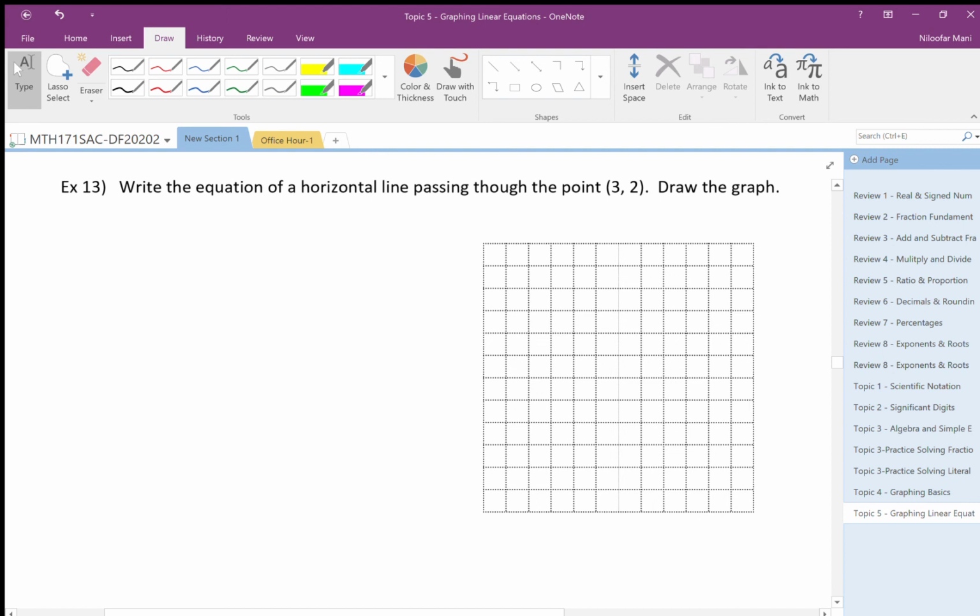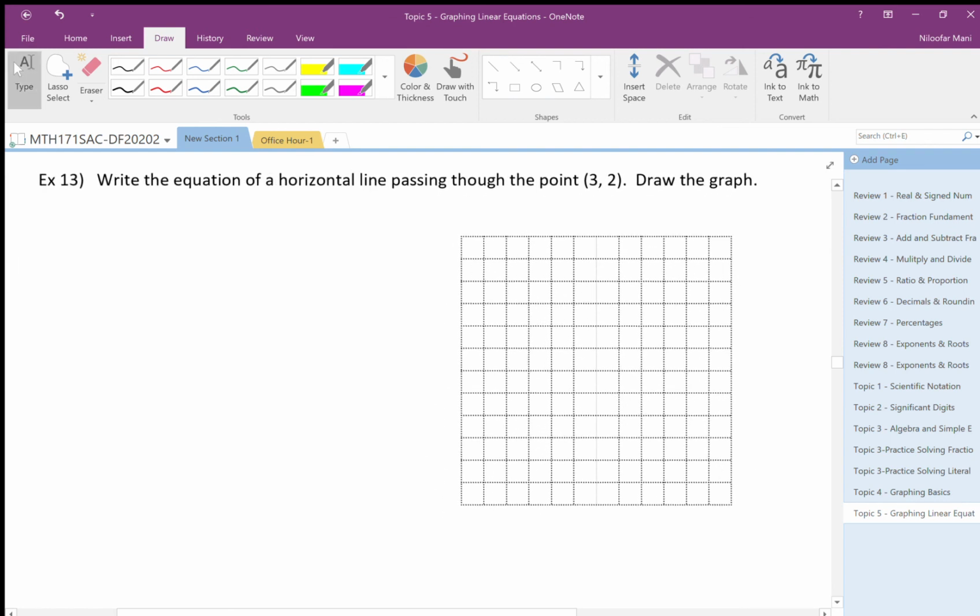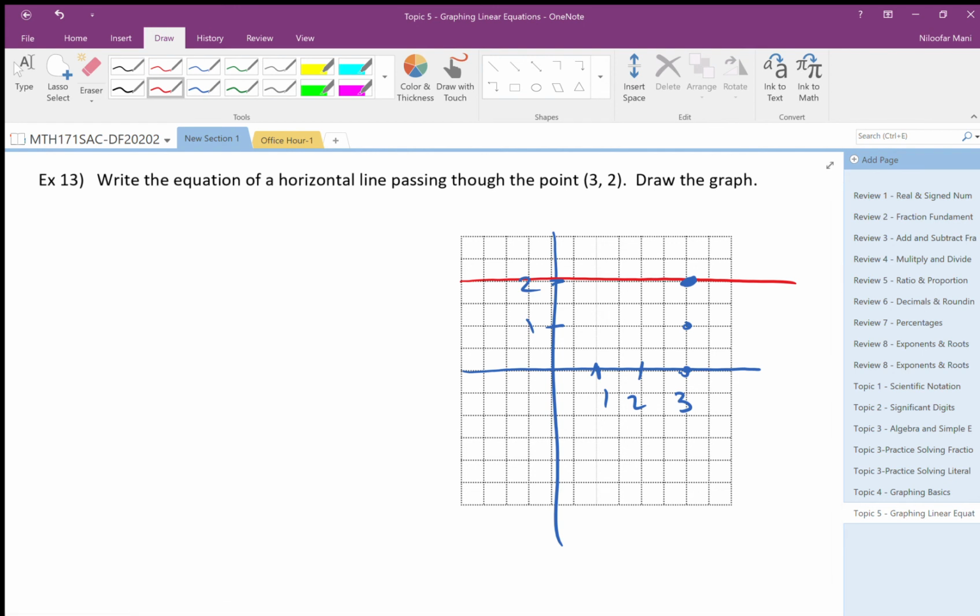Write the equation of the horizontal line passing through this point. When I have a horizontal line passing through, maybe I can graph it this way and tell you what I need. So where is my point (3, 2)? I can do 2 by 2 here. Okay, this is my point, (3, 2). But I want a line which is horizontal. I am looking for this. So what do I notice here? I notice m is 0. The slope is 0.